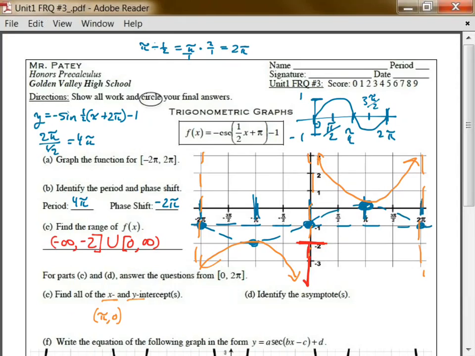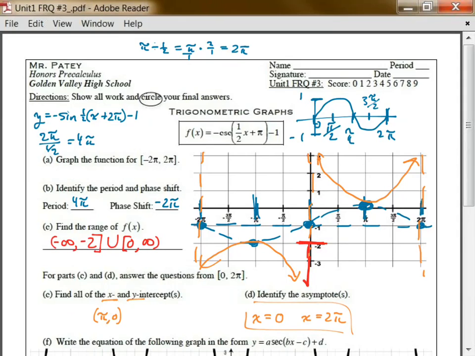There's only the x-intercept. That's our only answer. All right, the next one, it says identify the asymptotes. Remember, it's just in this interval, so we just need this asymptote and this asymptote. Is it x equals or y equals? X equals 0 and x equals 2 pi. If you say 0, 2 pi, that's fine. I got you. All right, that's it for that one.